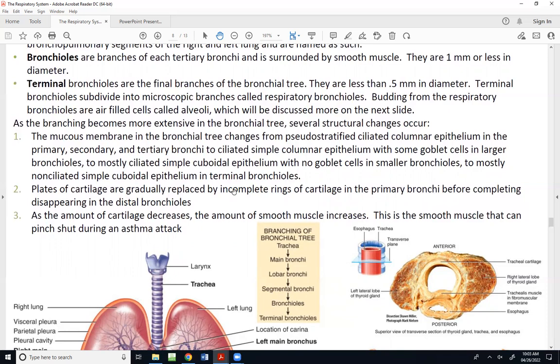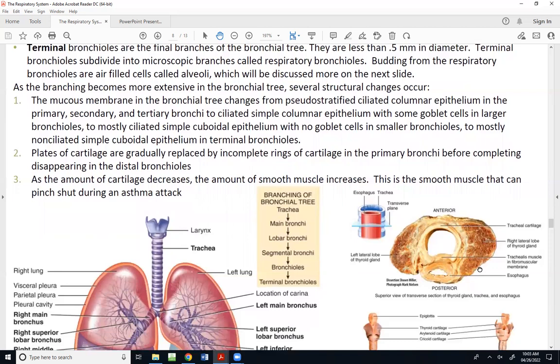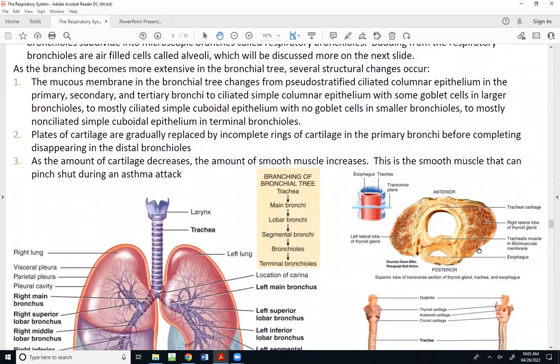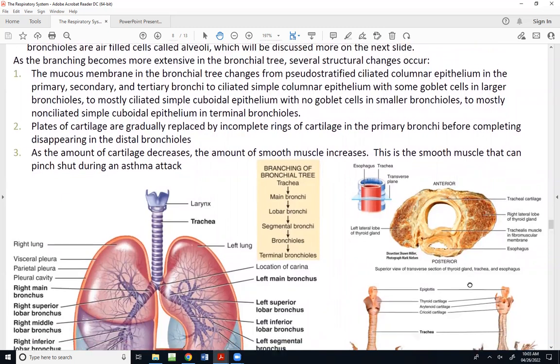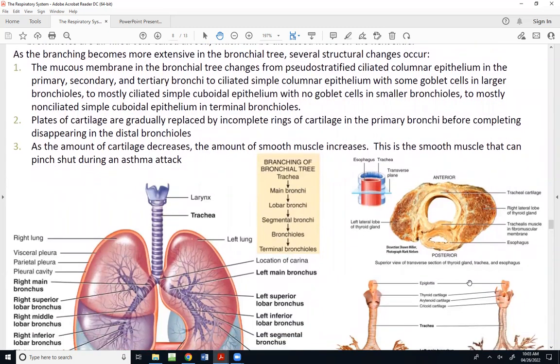We call them terminal because terminal means end. And these are the tips of the tree. They are less than 0.5 millimeter in diameter, but they are truly not the last airways. Okay, and that's because they subdivide into microscopic branches called respiratory bronchioles. And budding from those are the air-filled cells called alveoli, which will be discussed more on the next slide. And we'll get into that, like I said, here in just a second, but we did mention them earlier in the lecture.